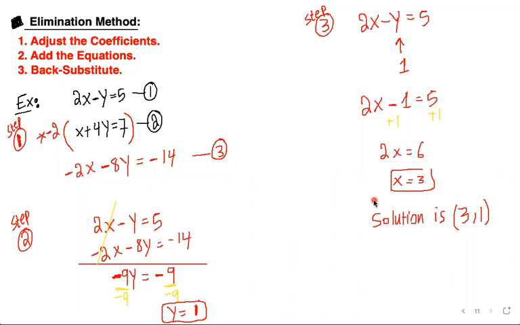So here is the second method, the elimination method. The third method is the graphic method. We're not going to use this method. The only two methods we have to use are the substitution and the elimination. This is how to solve a linear system.